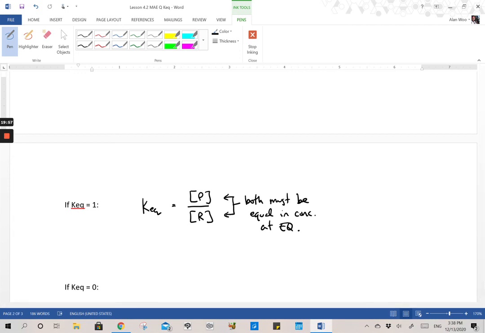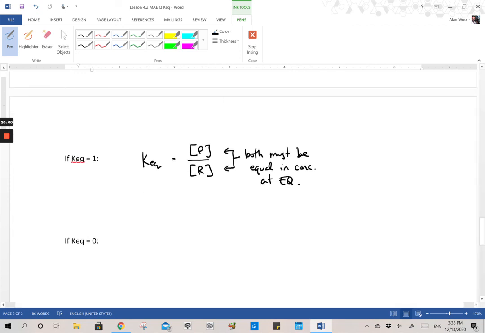And then finally, what happens if KEQ is equal to 0? Well, in order for KEQ to be 0, that is, in order for this ratio of products divided by reactants to be 0, the products have to be 0. So products must be 0 at equilibrium. So what this means is you have no products when equilibrium is reached.